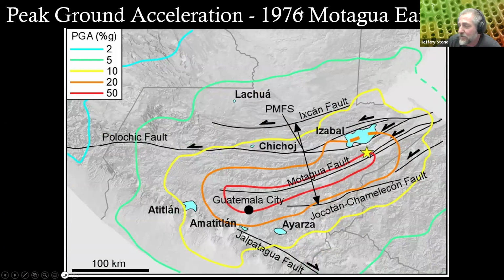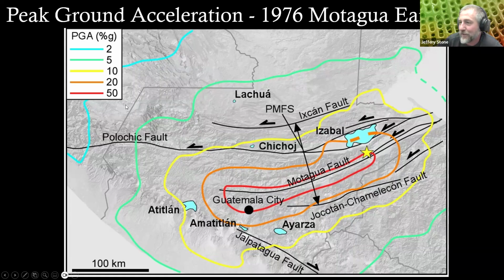And Guatemala was heavily damaged by earthquakes in 1976 in the Motagua earthquake that killed a lot of people and caused a lot of damage associated with Guatemala City. But this is the Motagua Fault, and it is right adjacent to Lake Izabal. Also plotted on here are a whole bunch of other lakes. This is Ayarza, Amatitlán, Atitlán, and here's Izabal, Chicho, and Lechua.